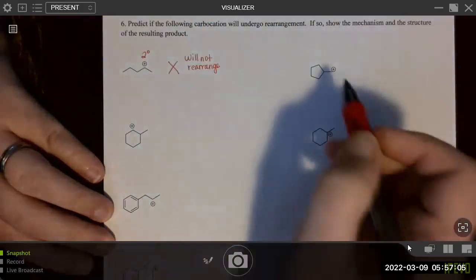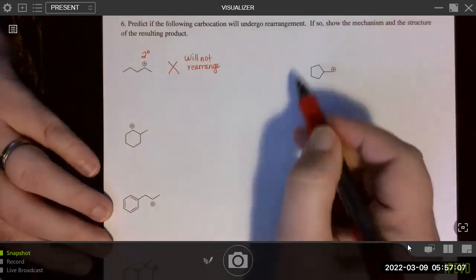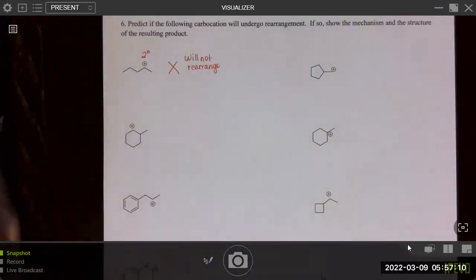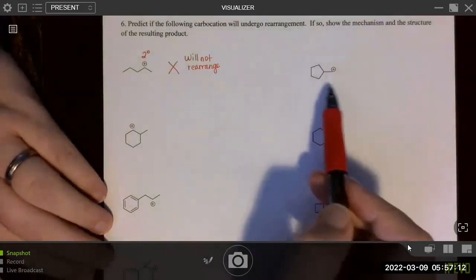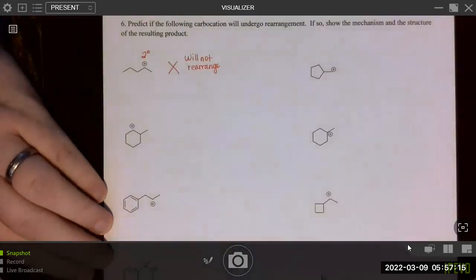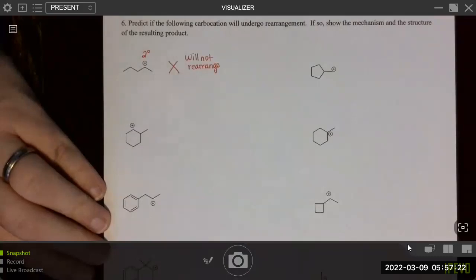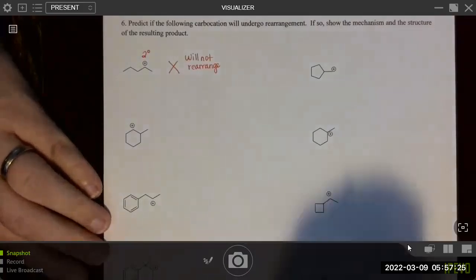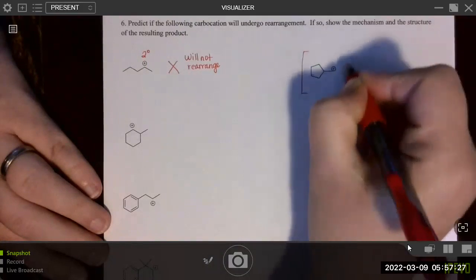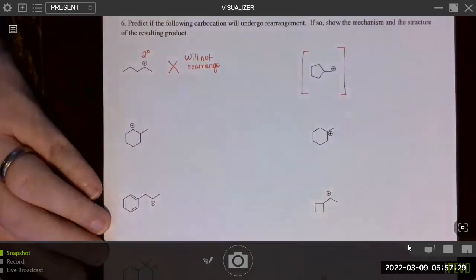Okay, what about this one? So I do want to remind you, because this whole course is cumulative, that even though we're drawing this right now, a primary carbocation, in reality, you're not going to see that in an actual reaction mechanism because primary carbocations are too unstable to form. So we'll put brackets around it, like a theoretical structure, not a structure that can actually exist.